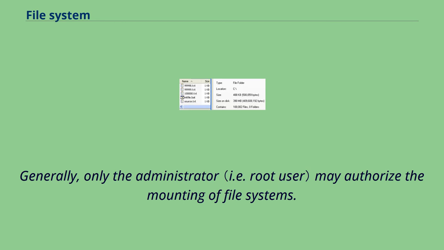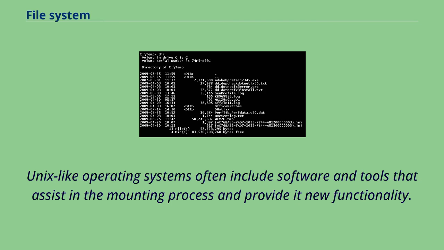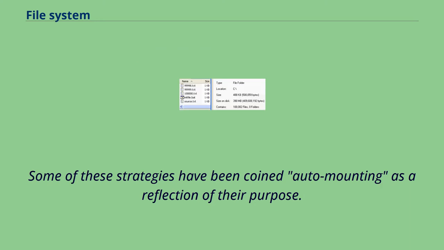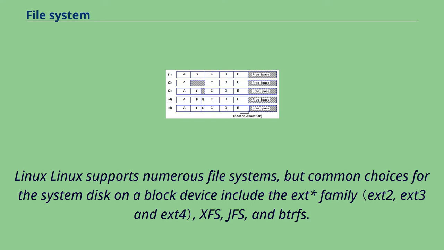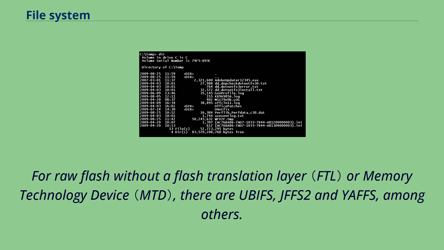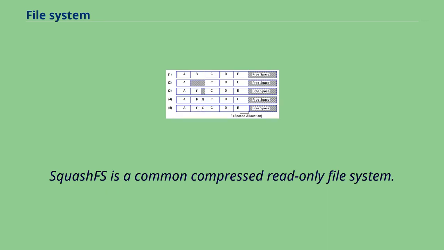Generally, only the administrator may authorize the mounting of file systems. Unix-like operating systems often include software and tools that assist in the mounting process and provide new functionality. Some of these strategies have been coined auto-mounting as a reflection of their purpose. Linux supports numerous file systems, but common choices for the system disk on a block device include the ext family, XFS, JFS, and BTRFS. For raw flash without a flash translation layer or memory technology device, there are UBIFS, JFFS2 and YAFFS, among others. SquashFS is a common compressed read-only file system.